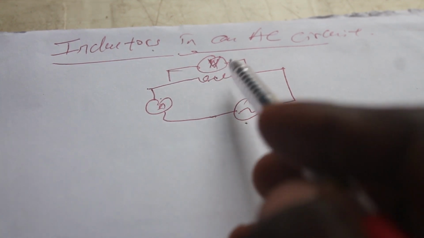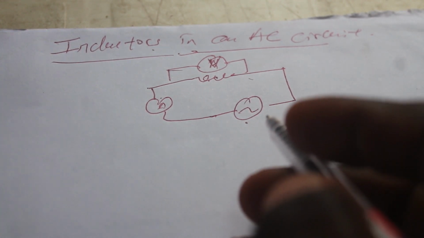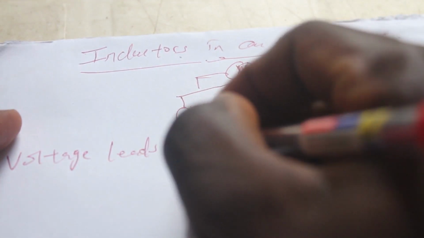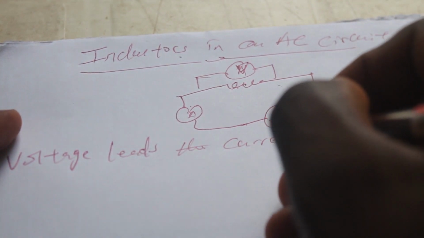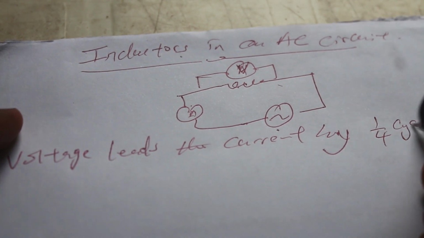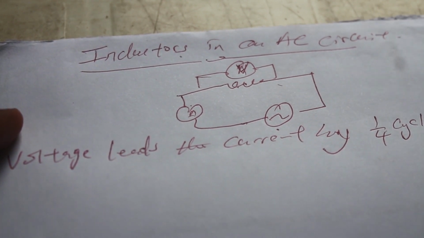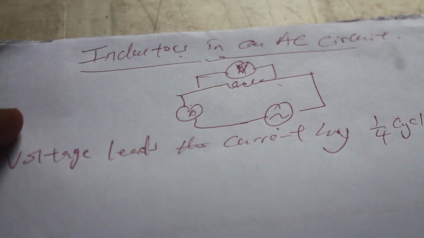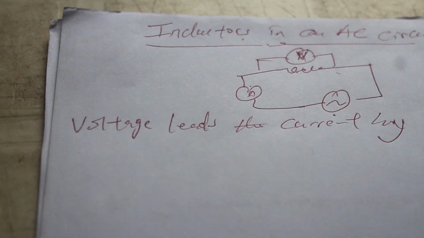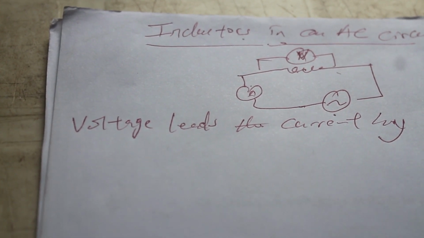You see, so if we have an inductor in an AC circuit, the voltage begins to lead. The voltage leads the current by a quarter of a cycle, and that's 90 degrees or pi over 2 radian. Now this is shown clearly in our experiment and also in theory as well.